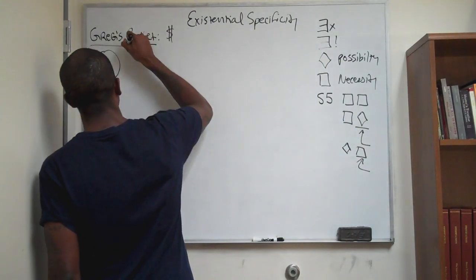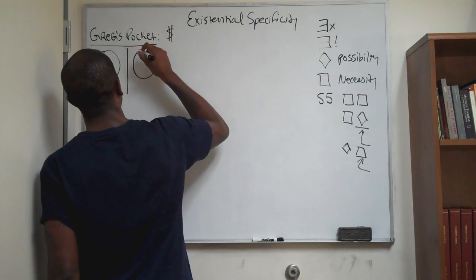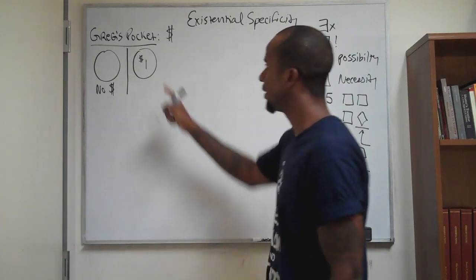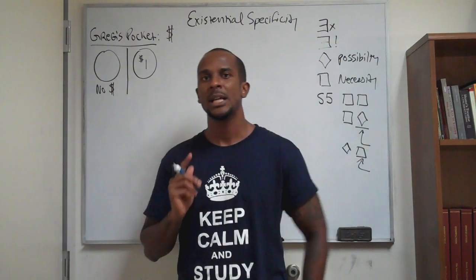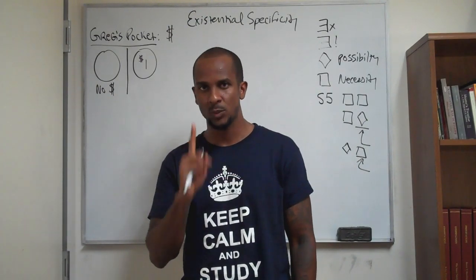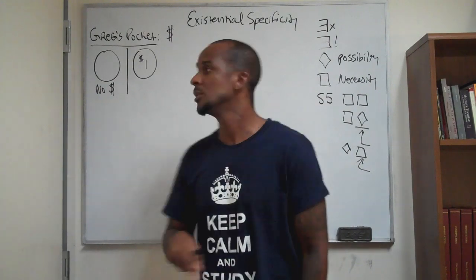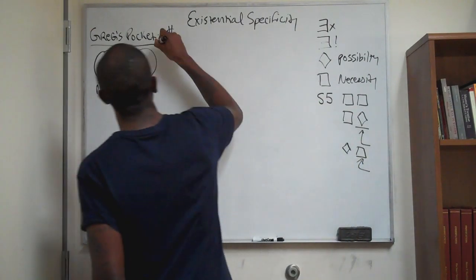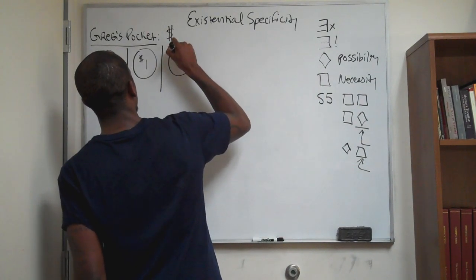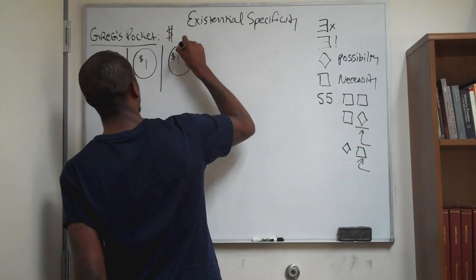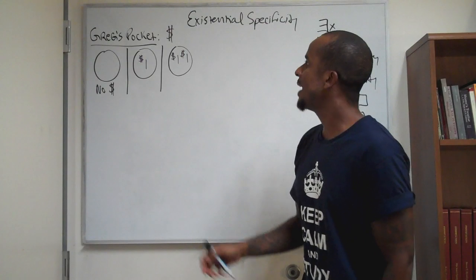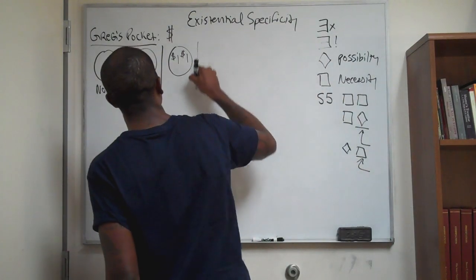Then we can have, as a separate state of affairs, that Greg has $1 in his pocket. So Greg has exactly $1 in his pocket as a solid dollar bill, and that's it. He has no other bills. He only has $1, and that $1 is a dollar bill. We have another state of affairs where Greg could have several $1 bills in his pocket.